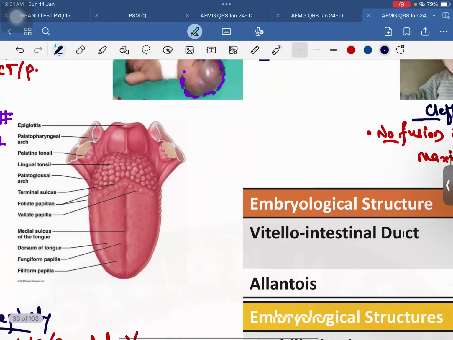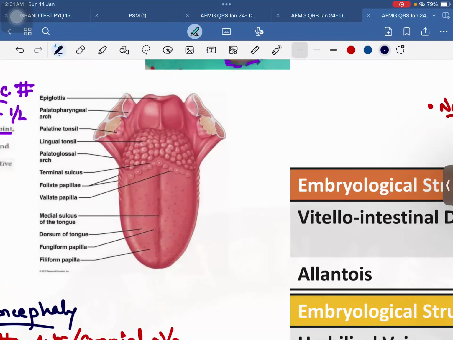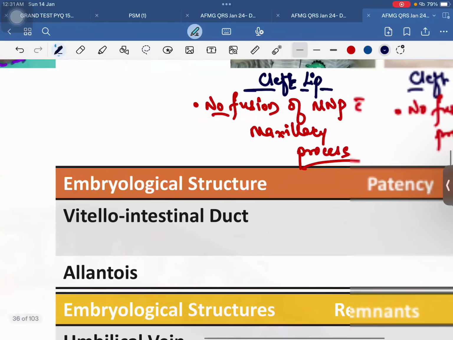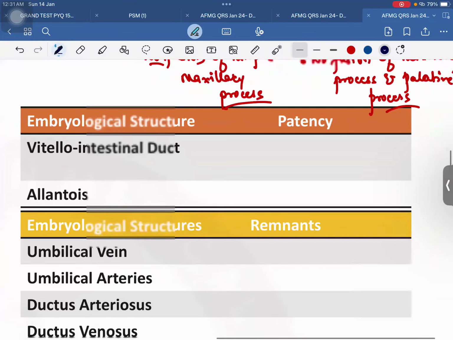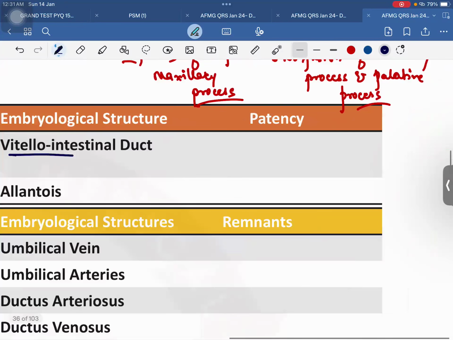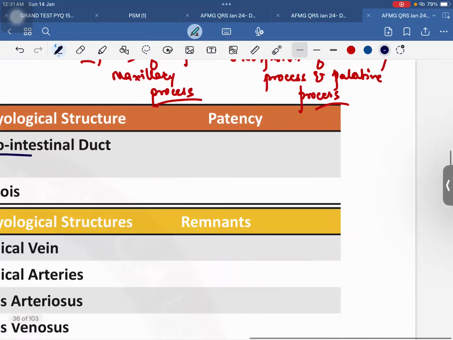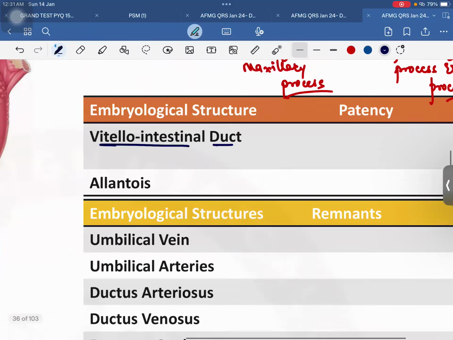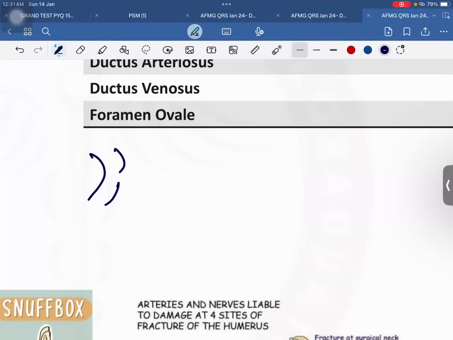If I talk about the other embryological structures first, then I'll come to the tongue. So next is the vitellointestinal duct. We know that this vitellointestinal duct, or the omphalomesenteric duct, is actually a connection between the midgut and the umbilicus. Definitely please remember that. This is the umbilicus, for example, and this is the midgut.